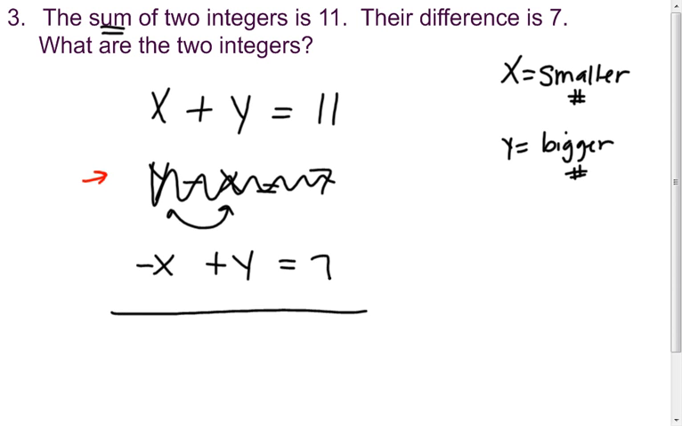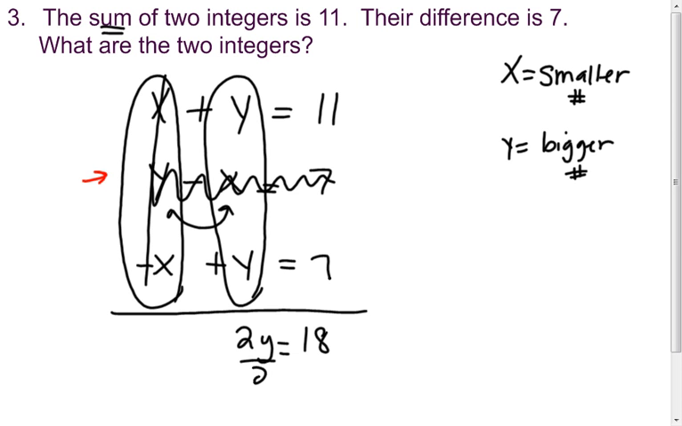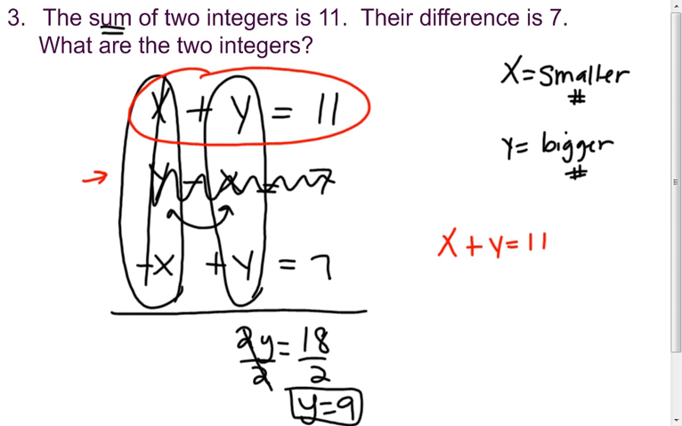Now I will add these two equations together. So when I add x and negative x, they drop. I get 0. When I add y plus y, I get 2y. And when I add 11 plus 7, I get 18. And now I can divide by 2, and I get y equals 9. Okay. Then what I can do is plug that back into one of your equations. Remember my first equation was x plus y equals 11. And so it's kind of messy, but it's right here. That's where I got that. x plus y equals 11. I'm plugging that y in.